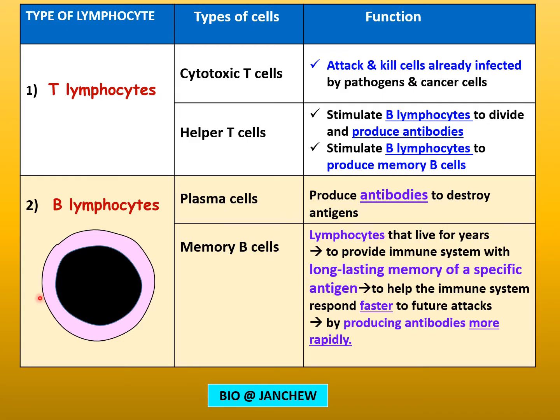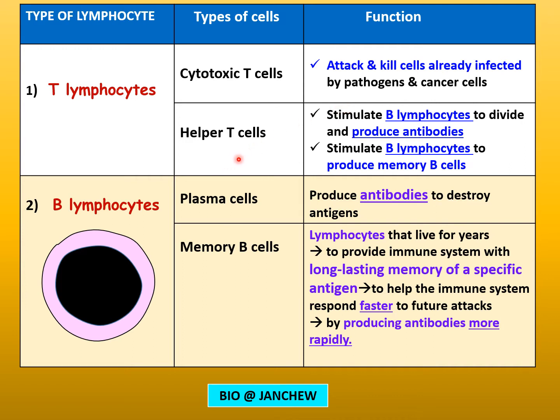Here are some types of T lymphocytes and B lymphocytes that we need to know for this syllabus. It is not a complete list. Now, cytotoxic T cells. Some T lymphocytes are cytotoxic T cells that attack and kill the cells already infected by pathogens so that these pathogens cannot reproduce in them. And they also kill cancer cells to prevent cancer in the body.